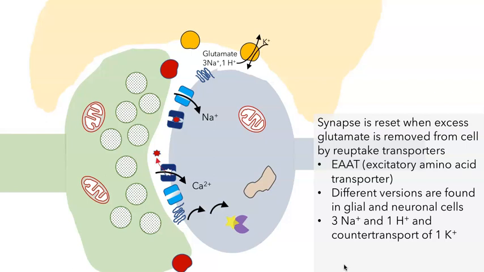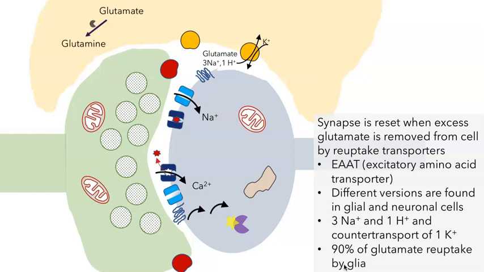So we see glutamate, sodium, and protons all entering the astrocyte while 1 potassium exits. It's not by chance that I illustrated the activity of this reuptake transporter in the astrocyte. 90% of glutamate reuptake occurs in the glial cells. It would be nice if there was a way for the astrocyte to return the glutamate to the presynaptic cell so it could be recycled, and there is.